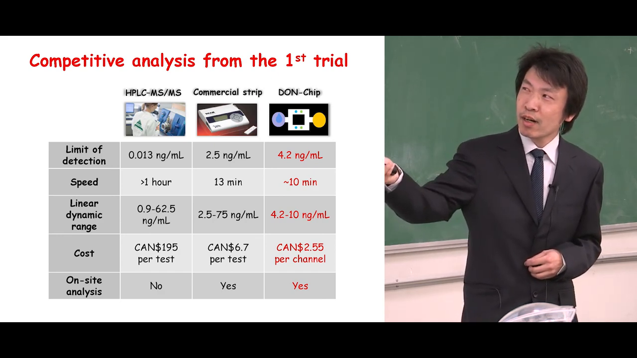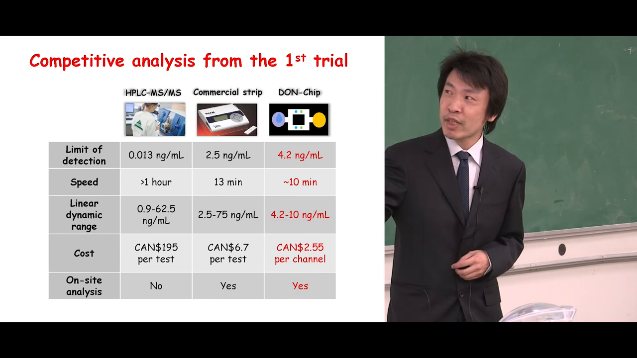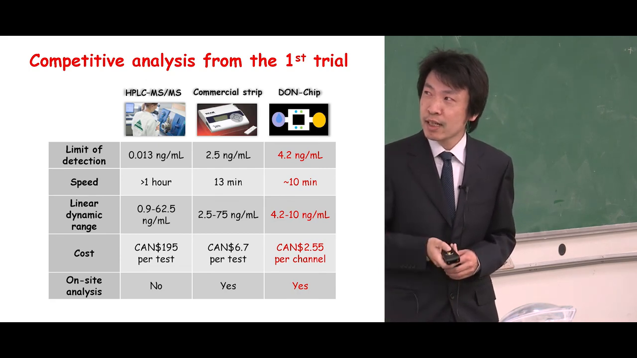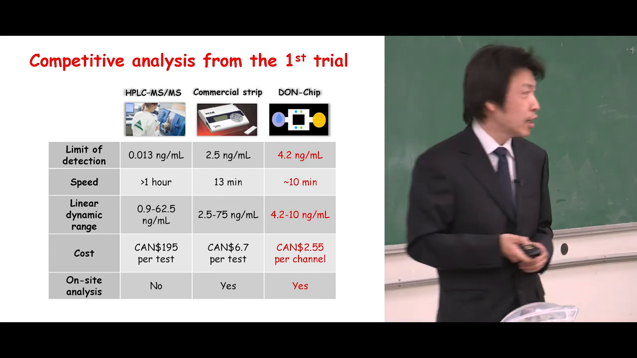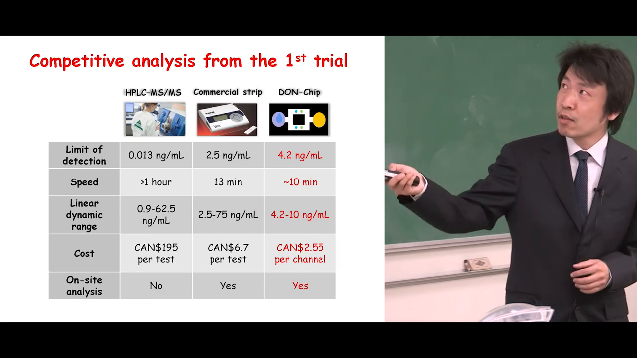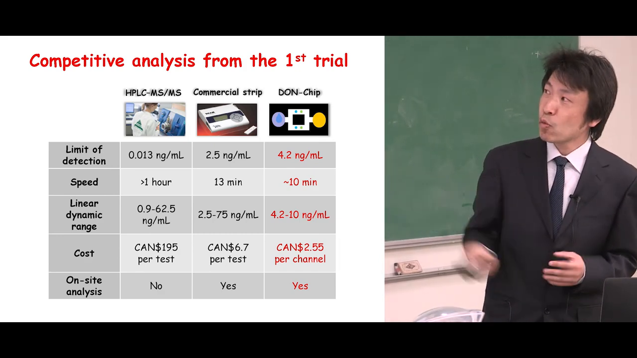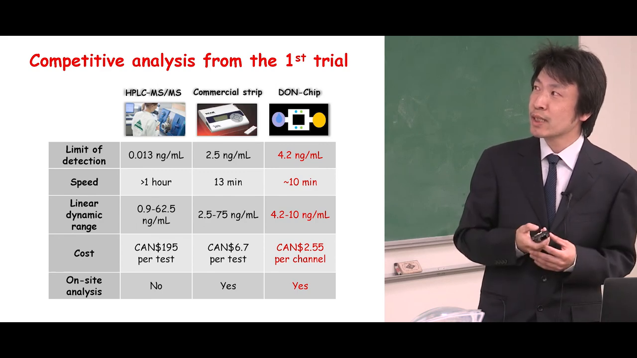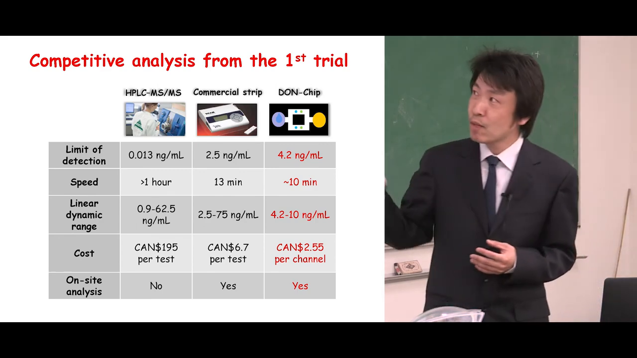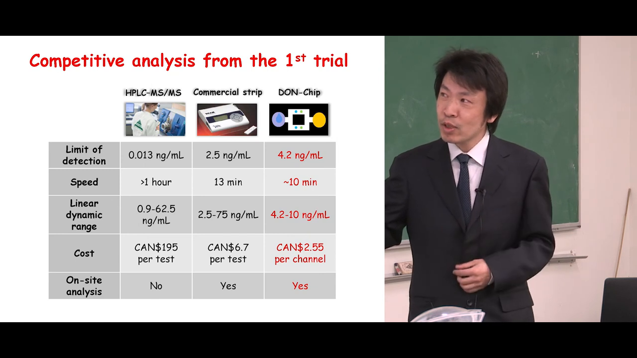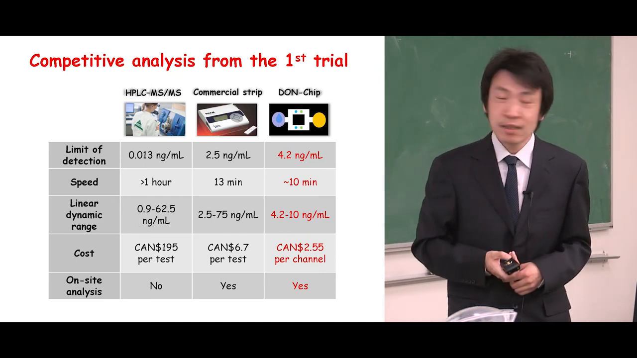I think this is probably not updated. Chengbo mentioned for HPLC, it can be as high as $195 per sample. And for commercial strips, usually it costs $6 to $7 per test. And here we can lower that to about $2 to $3 for each sample. And definitely it's very small, so you can do this on site.